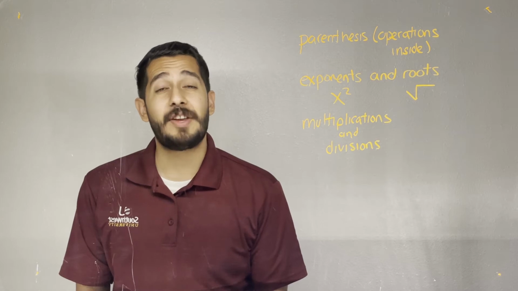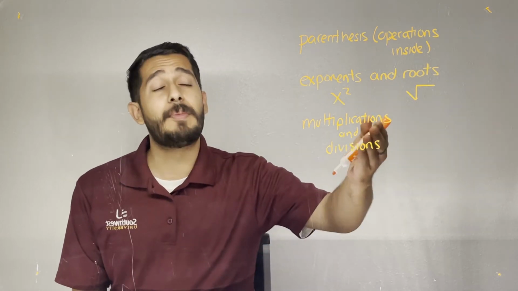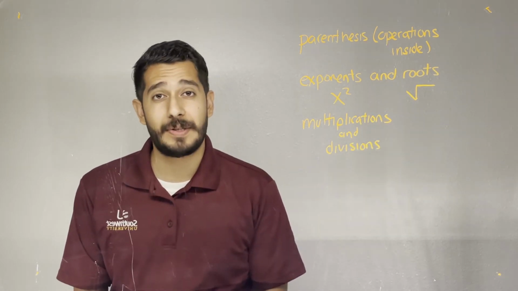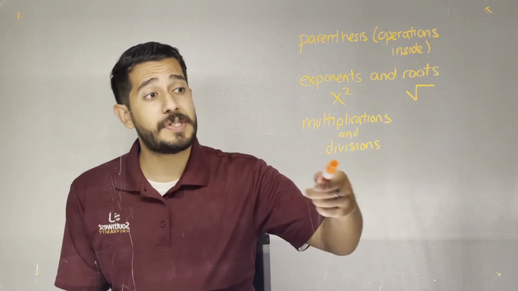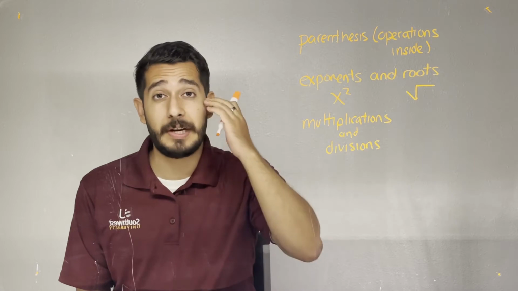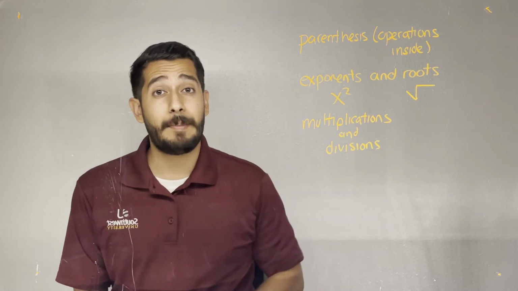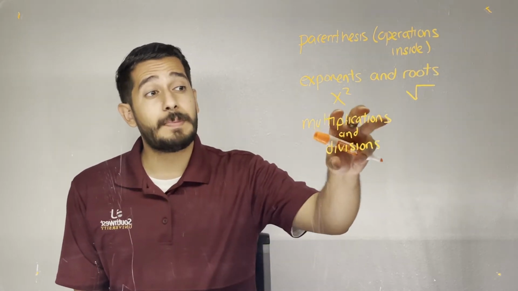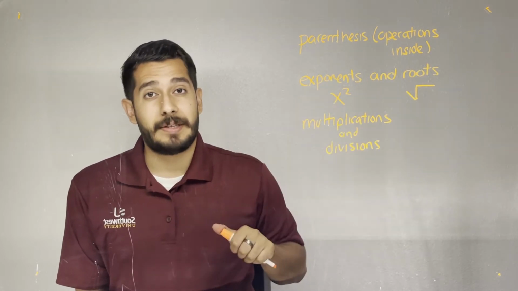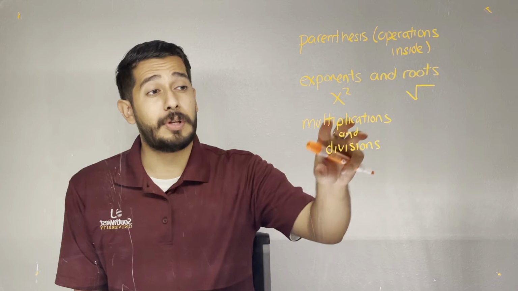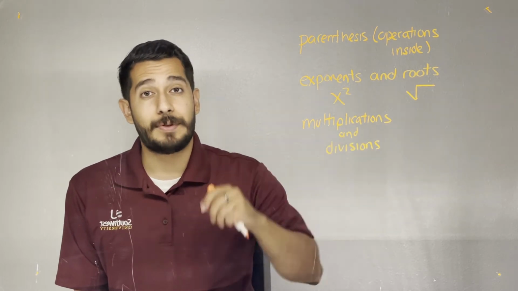The next operations that you have to solve are going to be multiplications and divisions. It is very important for you to understand that multiplications and divisions are opposite operations. They belong to the same family, so you will have to solve multiplications and divisions as they are happening left to right. Whatever happens first, multiplication or a division, left to right.